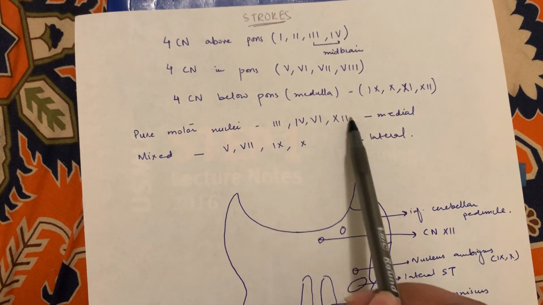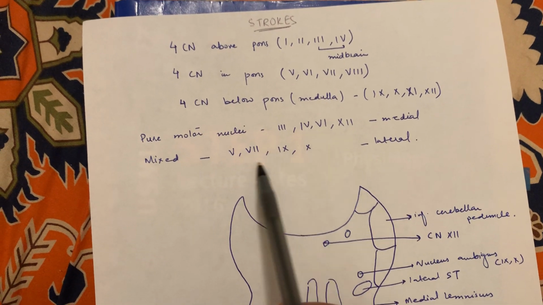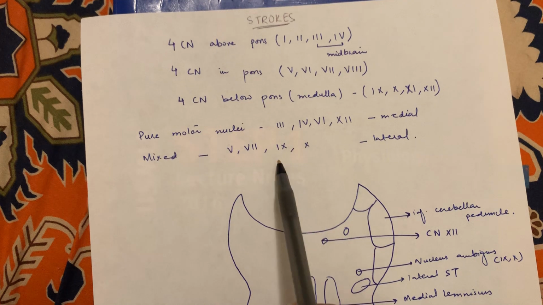So these are pure motor. They don't have any sensory fibers. However, 5, 7, 9, and 10 have sensory fibers as well as motor fibers. So these are mixed and they will be lateral in the brain.